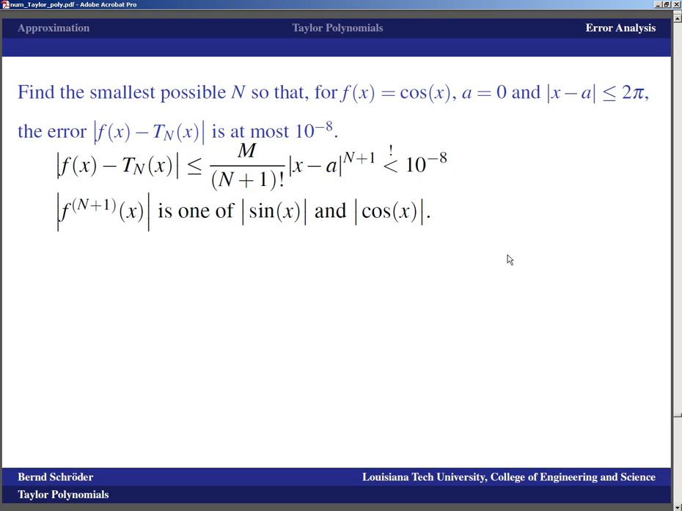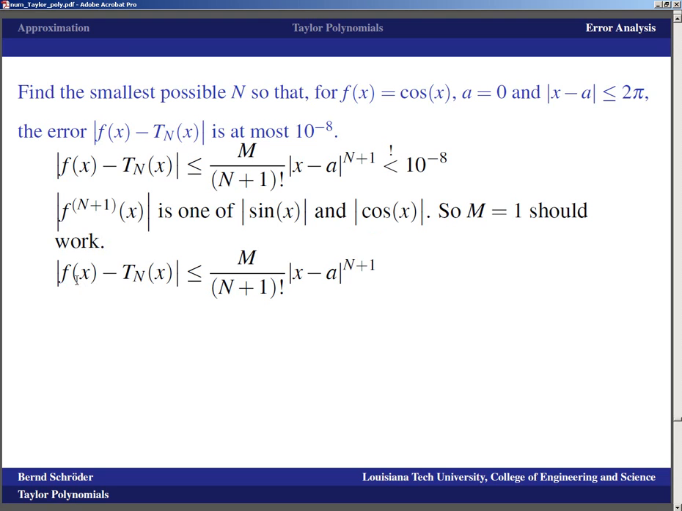Well, we first of all need to find the M. And the absolute value of the n plus first derivative, we don't know what it is, but we know that the derivatives are sines and cosines with negative signs thrown in according to the pattern for sine and cosine. If we take the absolute value, those negative signs don't matter. So the n plus first derivative is either the absolute value of the sine function or the absolute value of the cosine function. Well, that means M equals 1 should work because sine and cosine don't exceed 1.